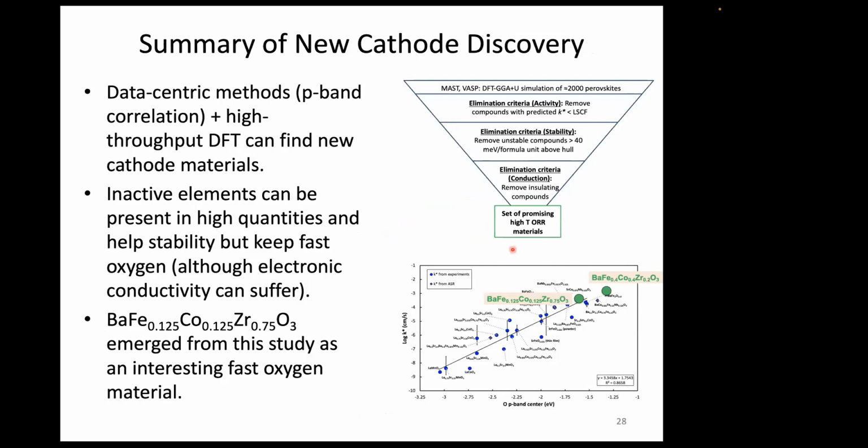So let me wrap up there with our story using what I would call traditional descriptor-based DFT, quantum mechanical-based design of the material. We combined this data-centric p-band correlation with high-throughput DFT, and we did find a new cathode material. It also taught us something, that these inactive elements at very high quantities were okay. Actually, you can keep fast oxygen transport. You do have to worry about electrical conductivity, but even that may be manageable by making composite systems. And we actually found a concrete example that emerged as really an interesting new type of fast oxygen conducting material.